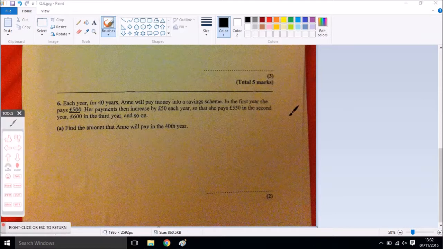Right. Okay, so the first term is £500, and you're adding £50 each time. So the next term in the sequence would be 550, and the next term would be £600. You just add £50 to that, and the next term would be 650, because you add 50 to £600, that gives you 650. And you just continue from there.